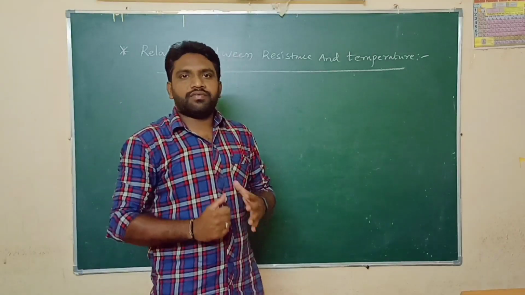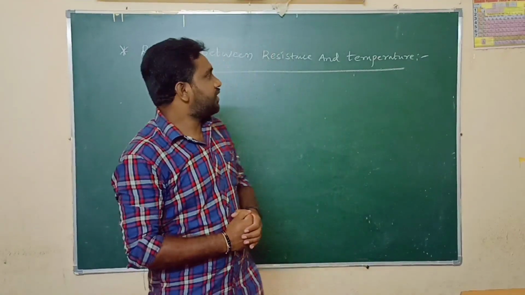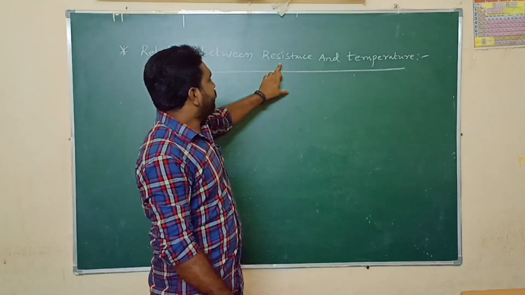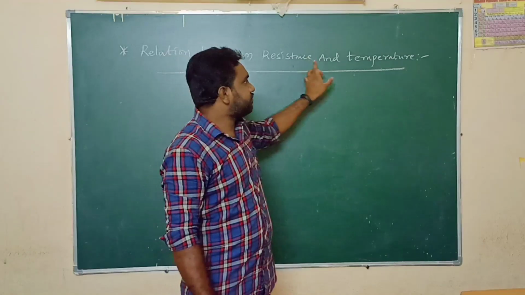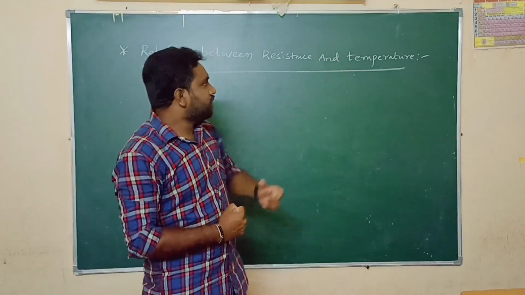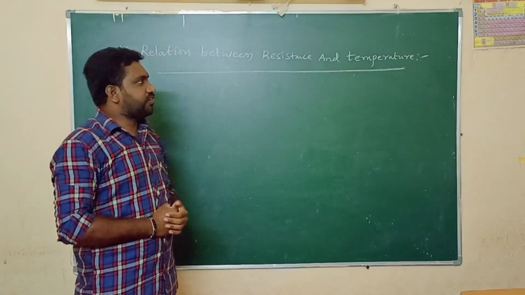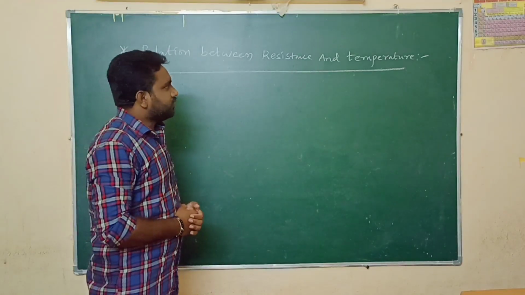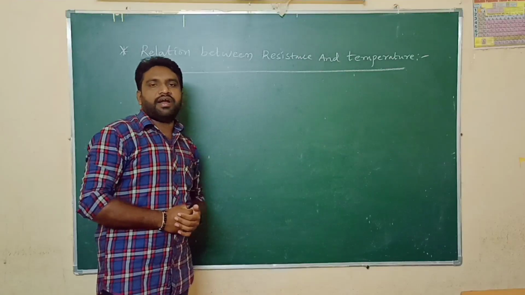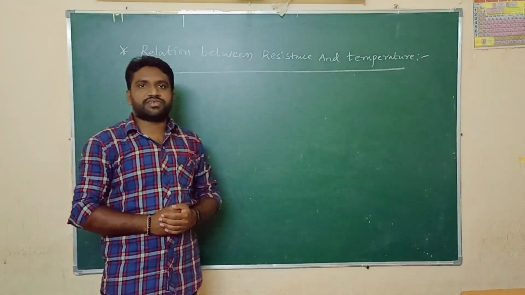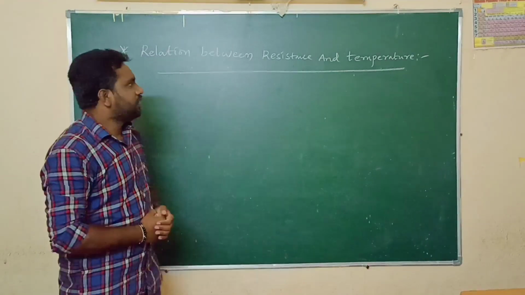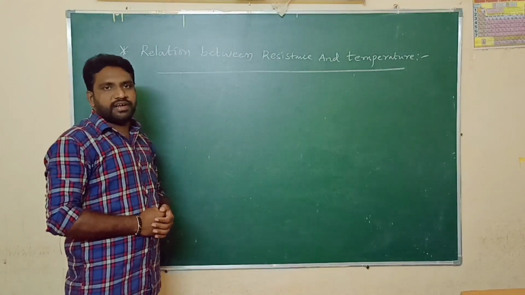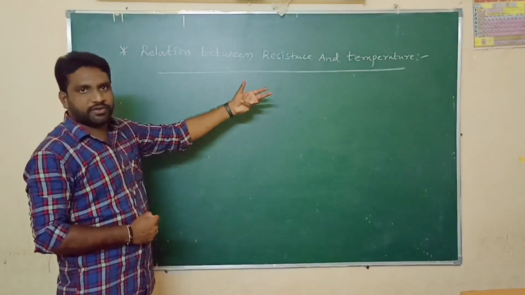Okay friends, now we will see the relation between resistance of a conductor and its temperature. I am going to explain the relation between resistance and temperature of the conductor. To study this relation, we require some materials: one electric bulb, a multimeter, and connecting wires. These are the required materials. We should connect all these electric components as shown in this circuit diagram.